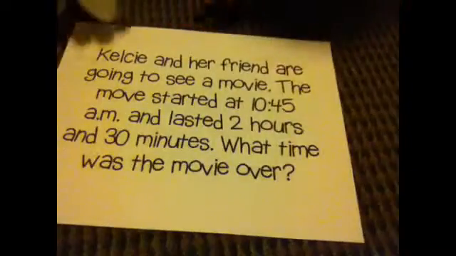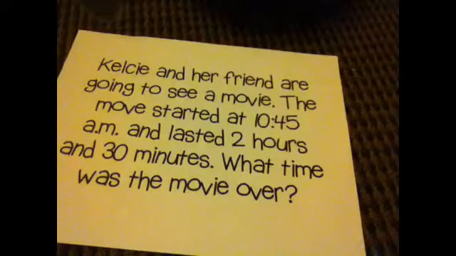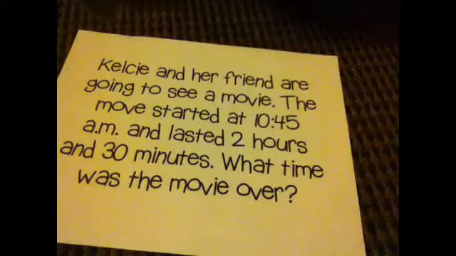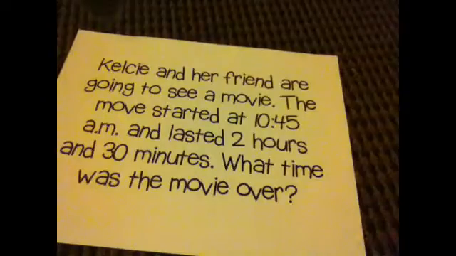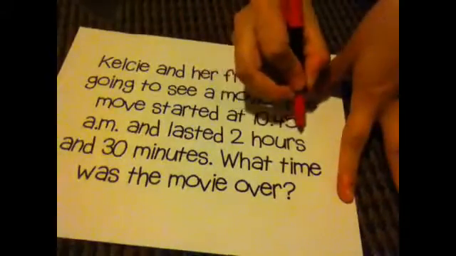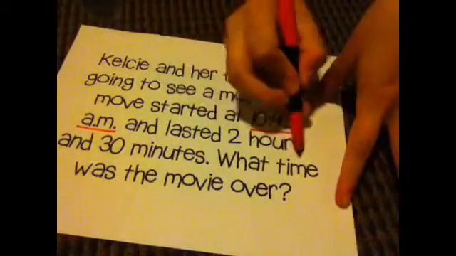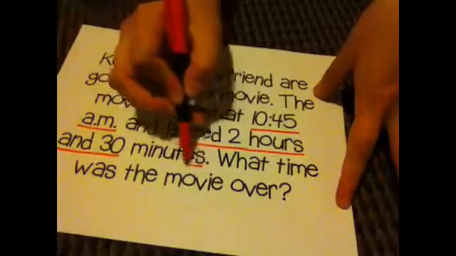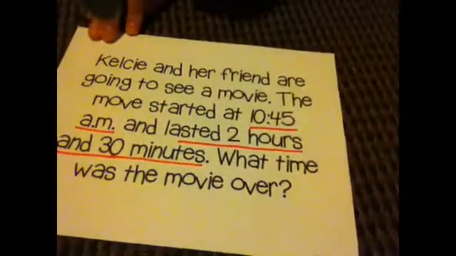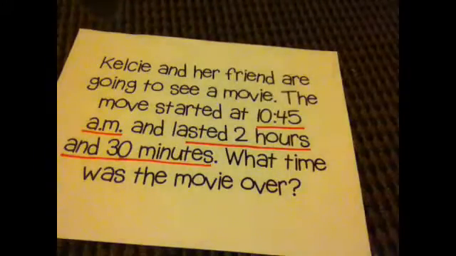and it says, Kelsey and her friend are going to see a movie. The movie started at 10:45 a.m. and lasted 2 hours and 30 minutes. What time was the movie over? So, we have our start time, which is 10:45 a.m., and then it lasted 2 hours and 30 minutes. And that is our elapsed time. So we need to find the ending time, which is what time was the movie over.